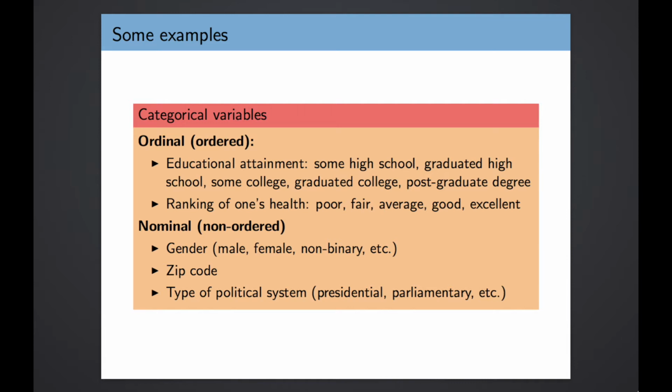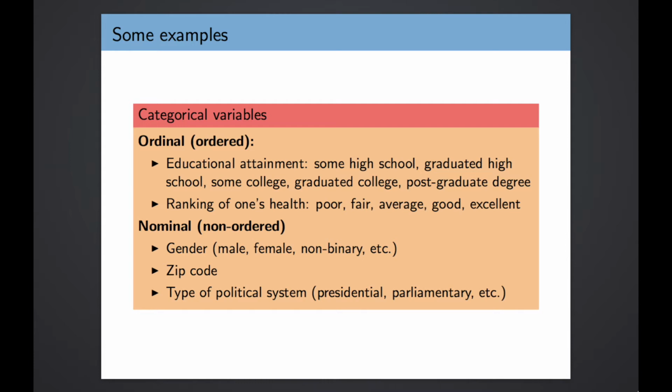So this is not a numerical variable. I'm not asking them specifically how many years of education they have. I'm giving them categorical options that they can select from. But there is a natural ordering to these. These options go from less educational attainment all the way up to more educational attainment.